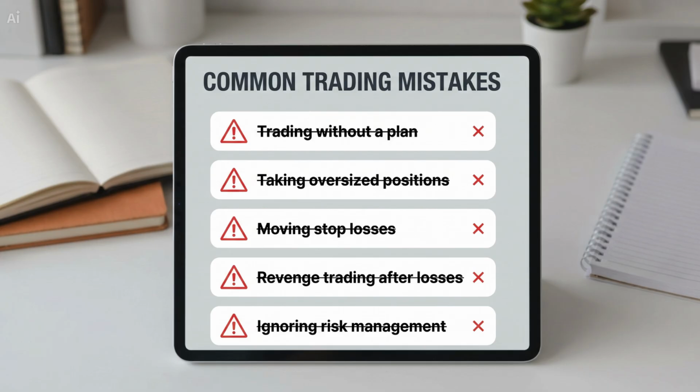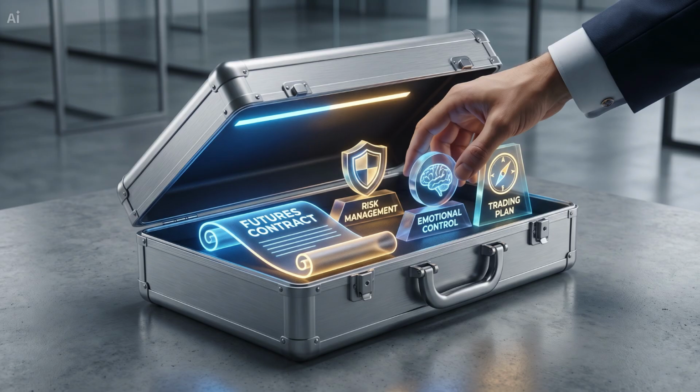Here are the most common mistakes. Number 1, trading without a plan. Number 2, taking oversized positions. Number 3, moving stop losses. Number 4, revenge trading after losses. Number 5, ignoring risk management. Remember, successful trading isn't about being right all the time. It's about protecting your capital while letting winners grow.